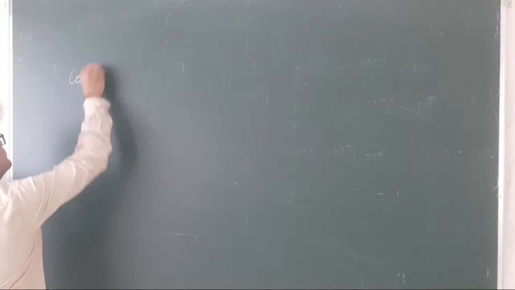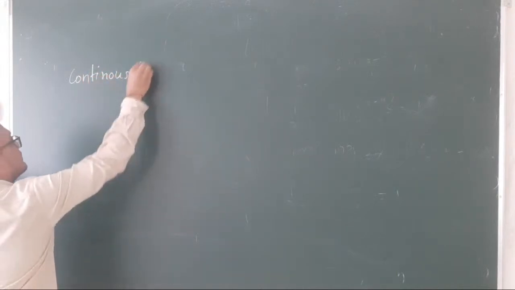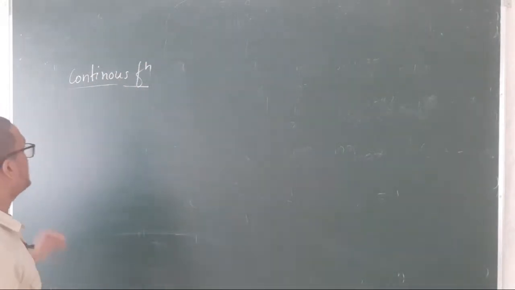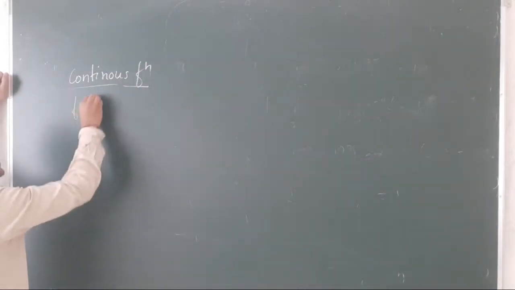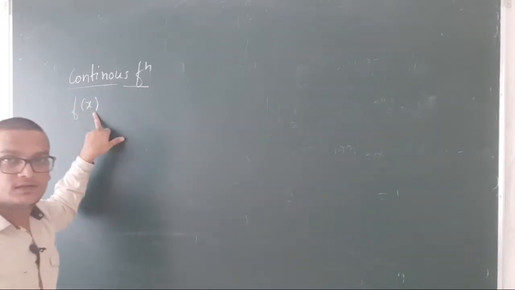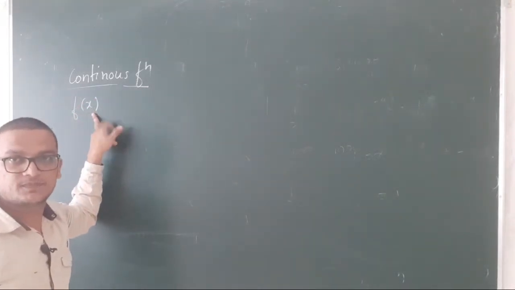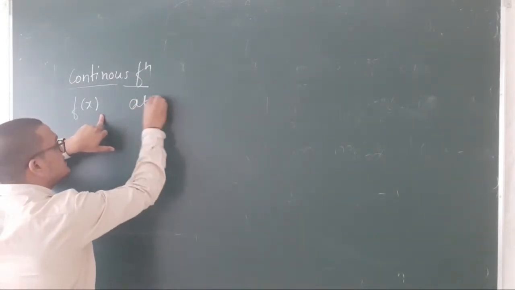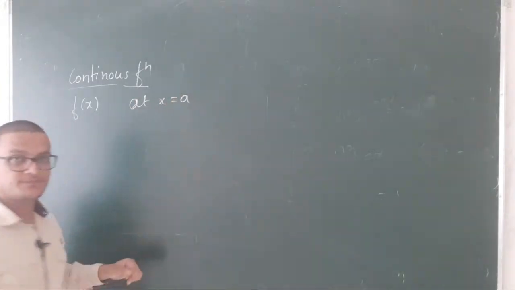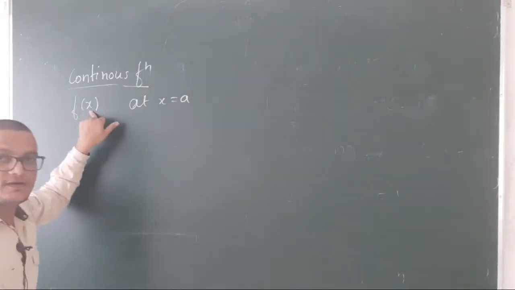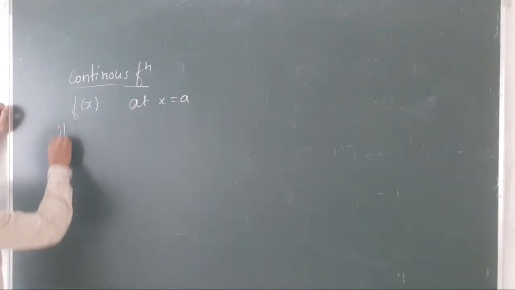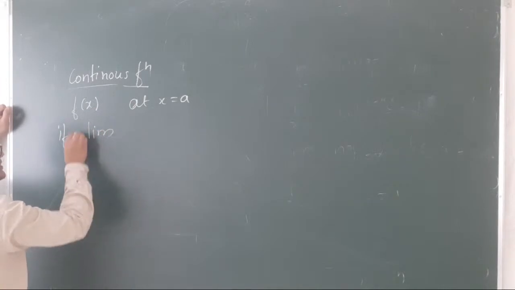Next, we'll see what is meant by a continuous function. Suppose we have f of x, let f of x be a function, and it is continuous at x equals a. f of x is a function which is continuous at x equals a if three conditions are satisfied.